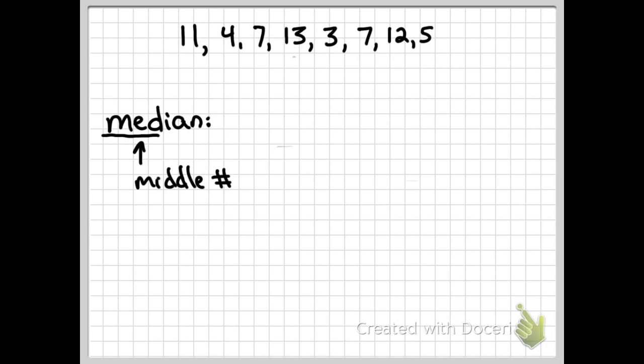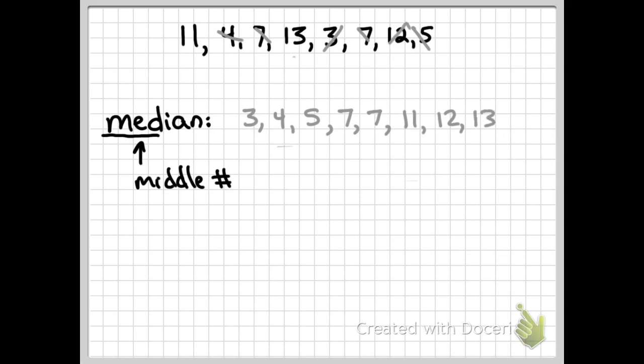Our first number is 3. Cross it off. Then 4. Notice that I'm crossing them off as we go. 5. We have 7, and another 7. We list both of them. And then we have 11, 12, 13.